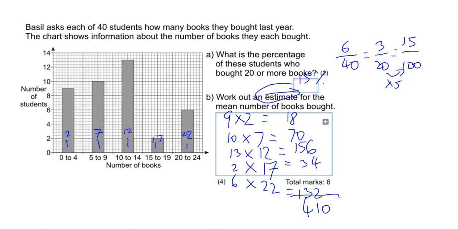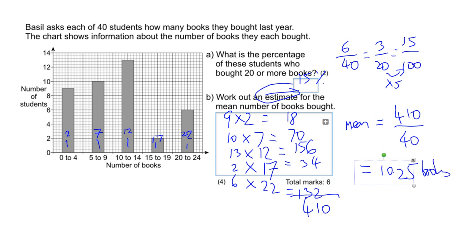Now I'm asked to find the average. So I'm saying, so what's my mean going to be, or the average? Well, my mean is going to be the total number of books, which is 410, divided by the number of students, and there's 40 students. So I'm going to do 410 divided by 40, and that gives me a value of 10.25 books per student. Now, if that seems a little bit complicated to you, it is quite a complicated question.